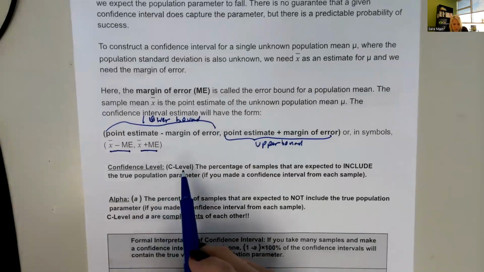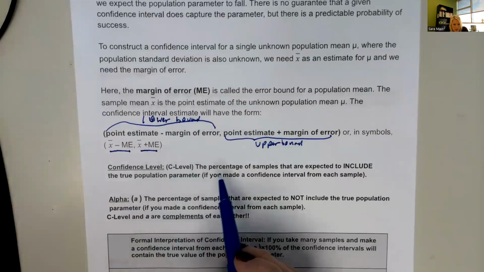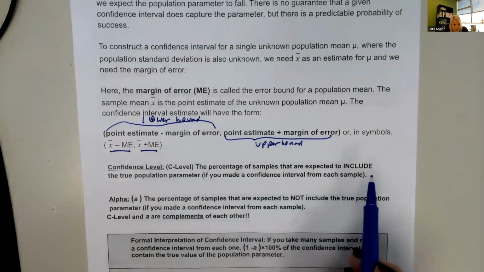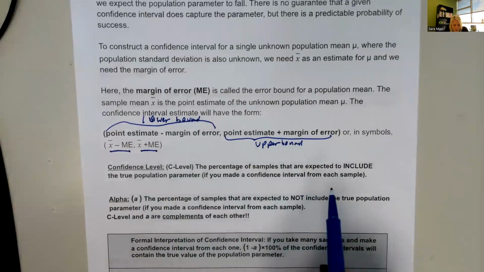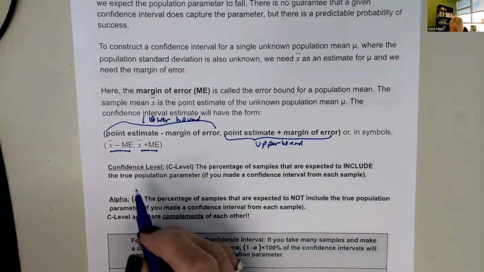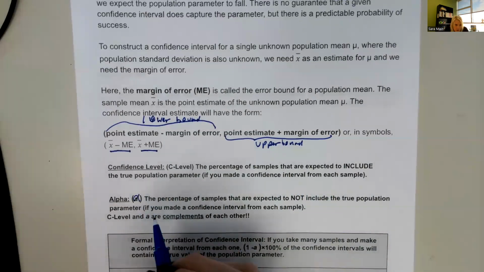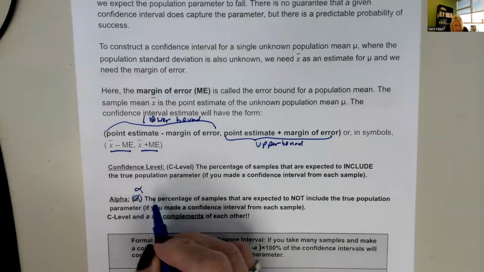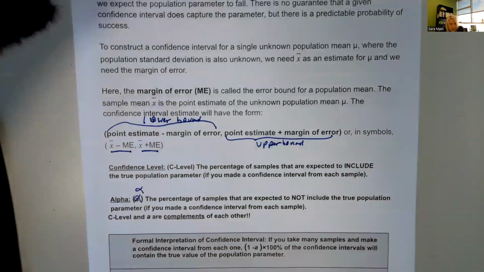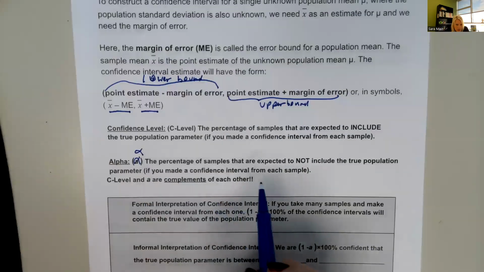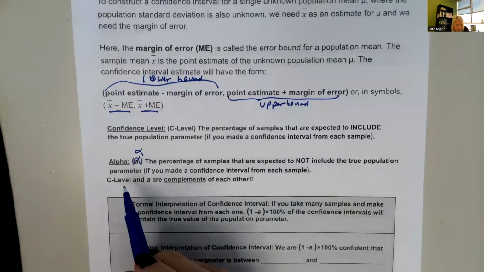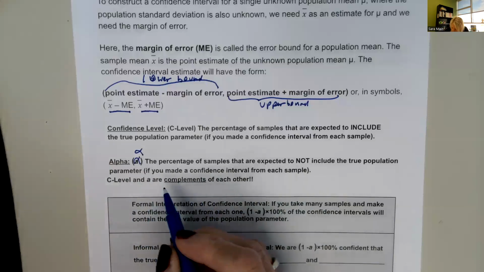The confidence level, which we'll call the C level, is the percentage of samples that are expected to include the true population parameter if you made a confidence interval for each sample. Alpha, which we use the Greek letter alpha, is the percentage of samples that are expected to not include the true population parameter if you made a confidence interval for each sample. So the C level and the alpha are complements of each other.